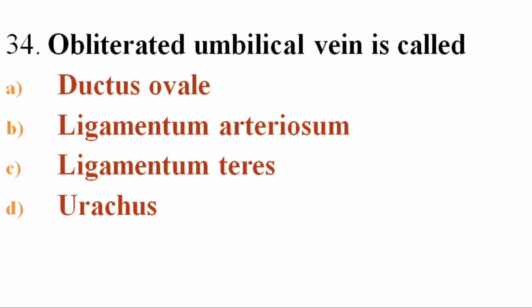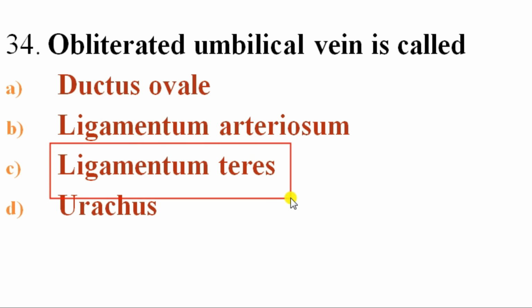Next question. Obliterated umbilical vein is called. Options: A. Ductus ovale, B. Ligamentum arteriosum, C. Ligamentum teres, D. Urachus. Answer is C, ligamentum teres. So the obliterated umbilical vein is called ligamentum teres.